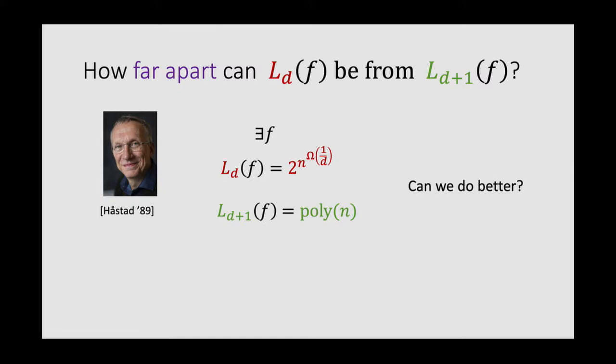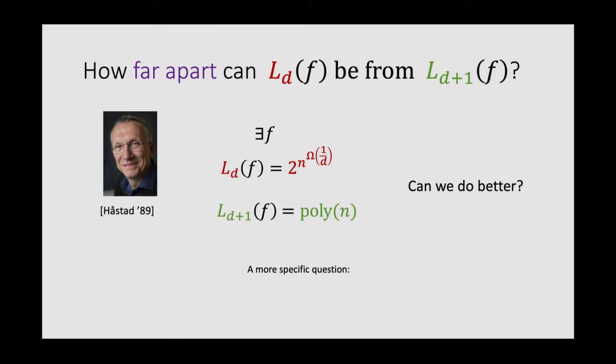Can we do better? And you might wonder, 2 to the n to the 1 over d is nice, but could we get something better than that? Could we get 2 to the n? Could we get something even more than that? And looking at this question, you might think maybe the answer is no. So the question of improving this 2 to the n to the omega of 1 over d has been a long-standing open question, to get an explicit function that requires formulas of size bigger than that. Getting a gap like this might not be possible. That's what you might think. That's what I thought.